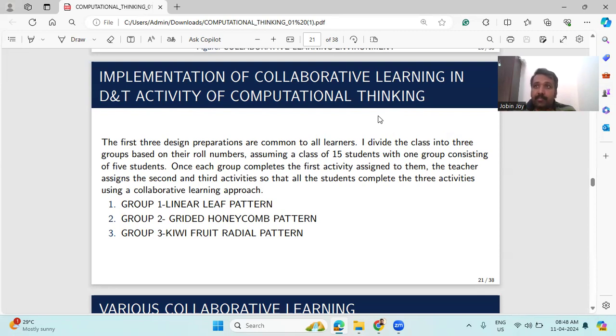At the same time, group 2 enters the group 3 activity, the 360-degree radial kiwi fruit pattern. Group 3 already finished it, so group 2 and group 3 discuss the kiwi fruit radial pattern. In this way they are interacting and collaborating with each other. So through this activity, I am promoting the concept of collaborative learning.